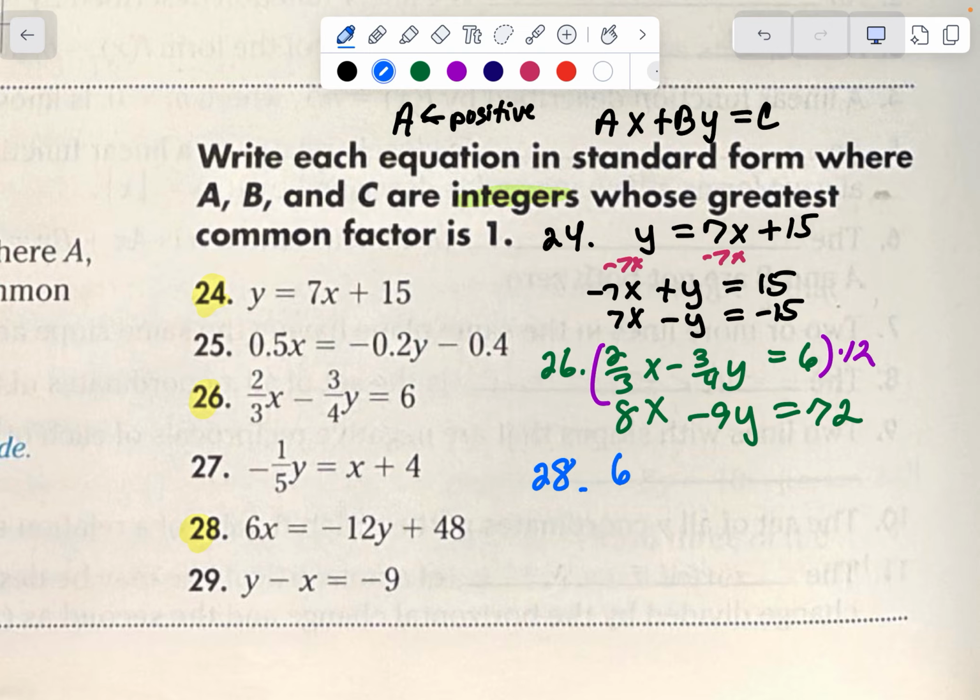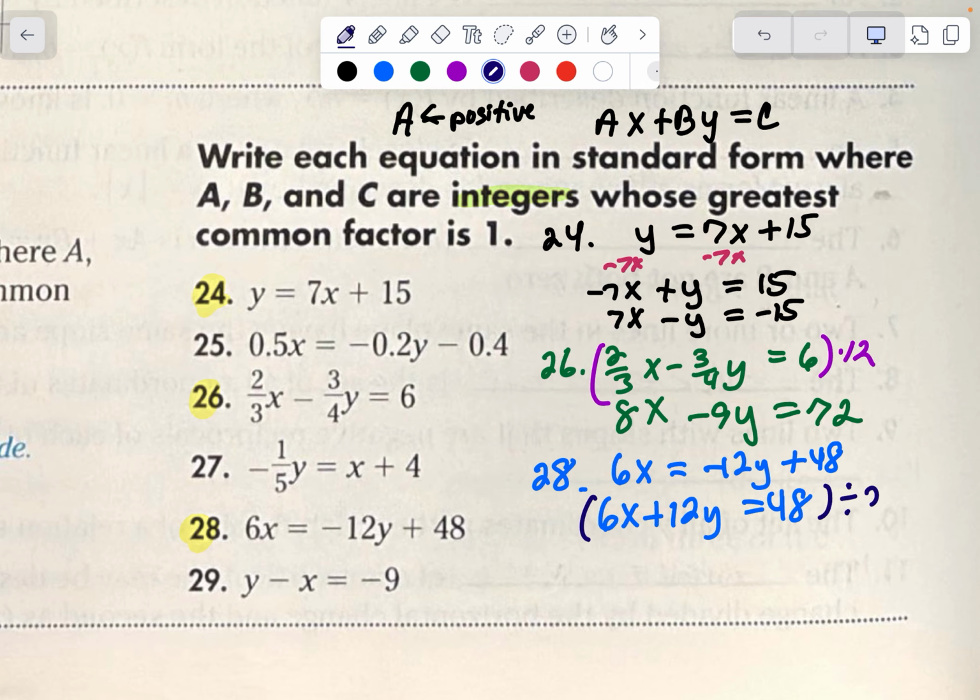So my x is on the left. That's good. But my y isn't. So let's add 12y to the other side. So we're almost done. And this is very much on the quiz where you stopped. You moved the 12y to the other side. You got it here, but here's what you forgot. What's the number that divides into all those things? 2. So if you get to this point, you're not done until you have divided by 2.